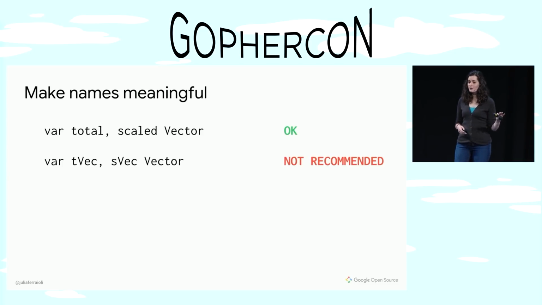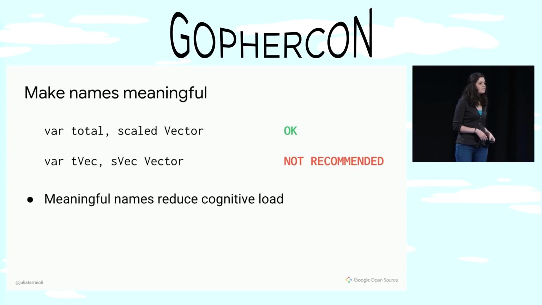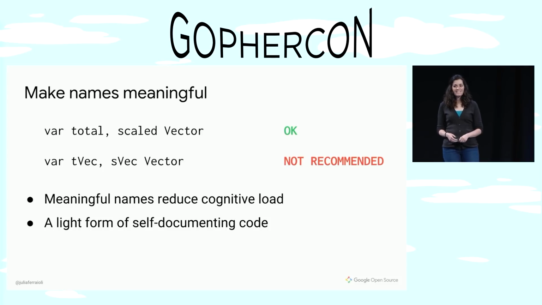Now, I have written this code before. I'm sure we all have, and I will probably write it again, to be honest. tvec and svec. You say, OK, well, T is for total, S is for scaled. But the thing is that when I see that, I don't actually know what T and S stand for. By using meaningful names, you reduce the cognitive load. You make sure that you're imbuing the variable name with what it does from the get-go. And it is a kind of light form of self-documenting code, kind of.